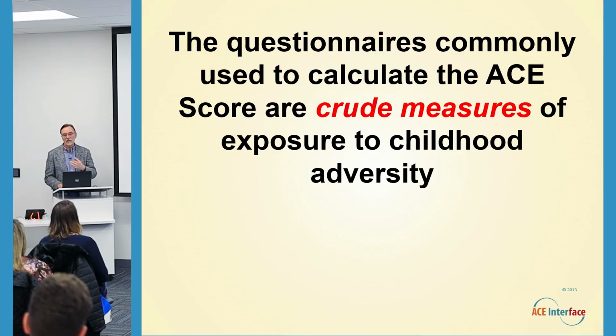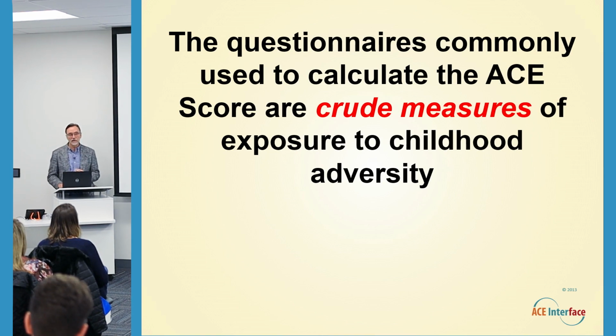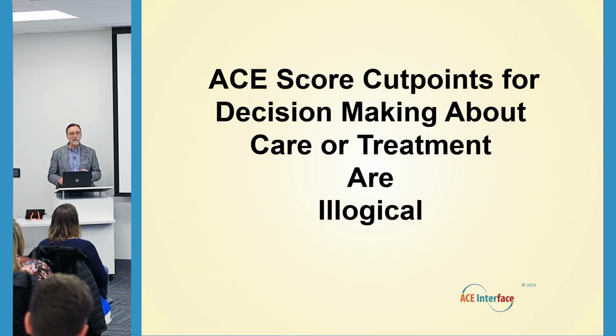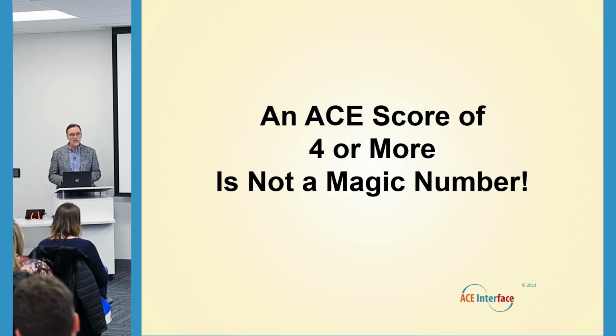So I'm going to summarize. The questionnaires commonly used to calculate the ACE score are a crude measure of exposure to childhood adversity, and the ACE score for that reason is not appropriate to be used as a screening tool. ACE score cut points for decision making are illogical, and the ACE score of 4 or more is not a magic number. It's a historical quirk of what journals required us to do to publish our tables in the journals.